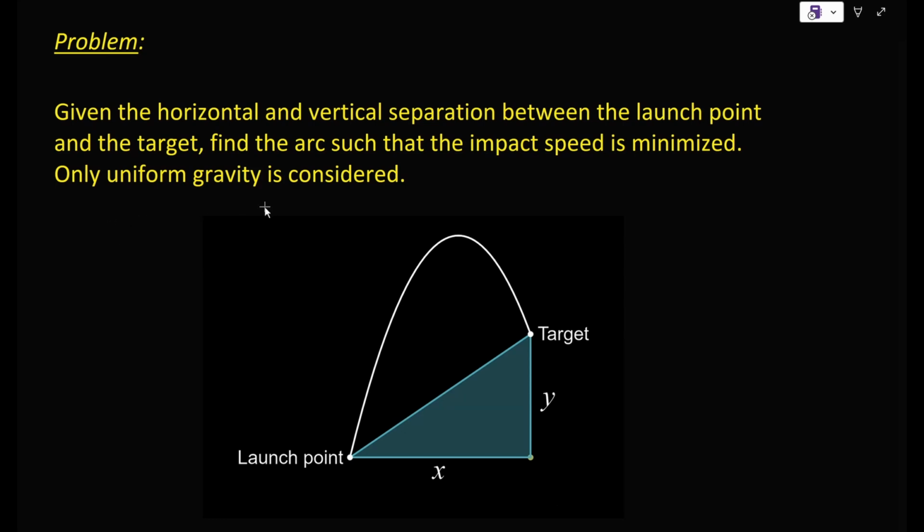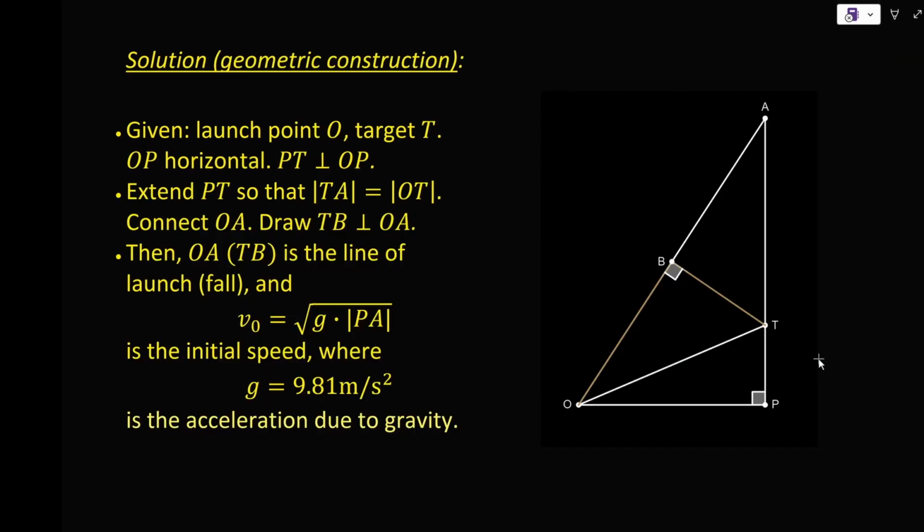And since only uniform gravity is considered, the trajectory of the projectile is a parabola, a fact which I derived in detail in one of my previous videos. Link in the video description. I'll first present the solution and then its justification. First, let's look at a purely geometric solution.